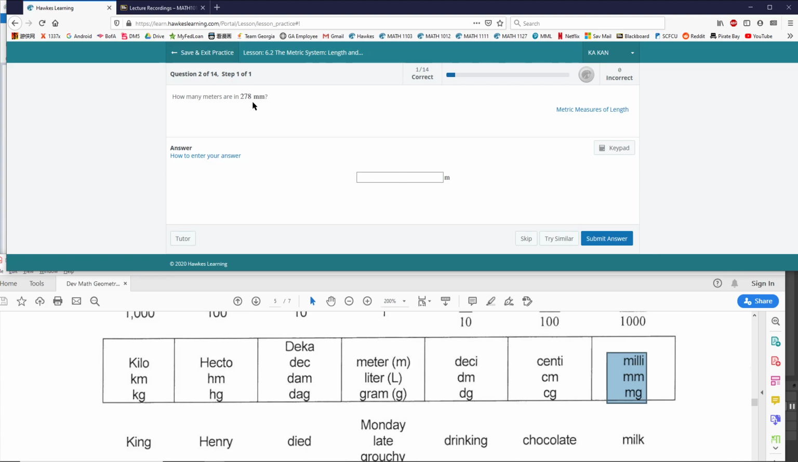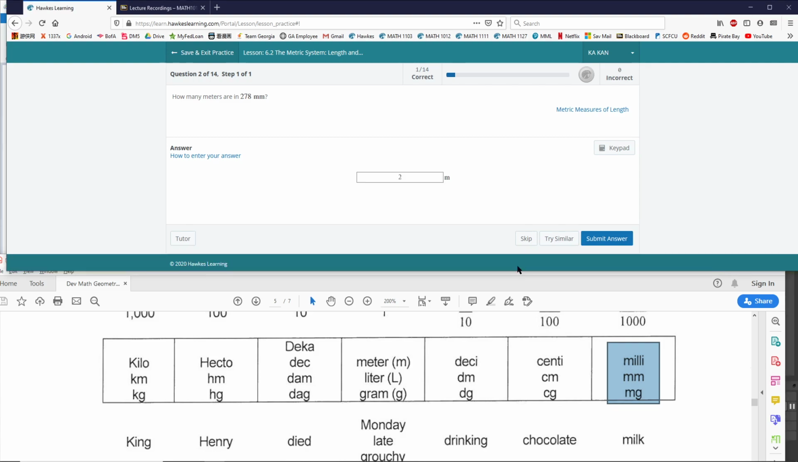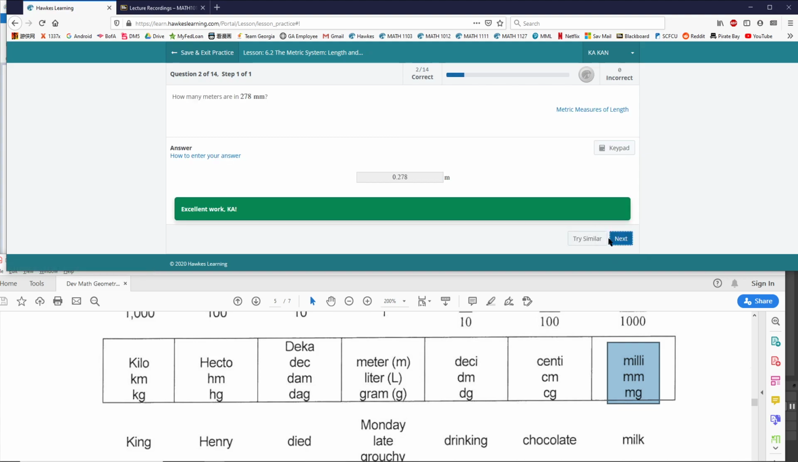Let's try this. How many meters are in 278 millimeters? You look at this table again. You start out right here at millimeter. Where do I want to go? I want to go to meters, right in the middle. How many times do you have to go? 1, 2, 3. You have to go left 3 times. So you move your decimal to the left 3 times. 1, 2, 3. So it'll be 0.278. This time you don't have to double it because it's not a square. So just submit the answer.